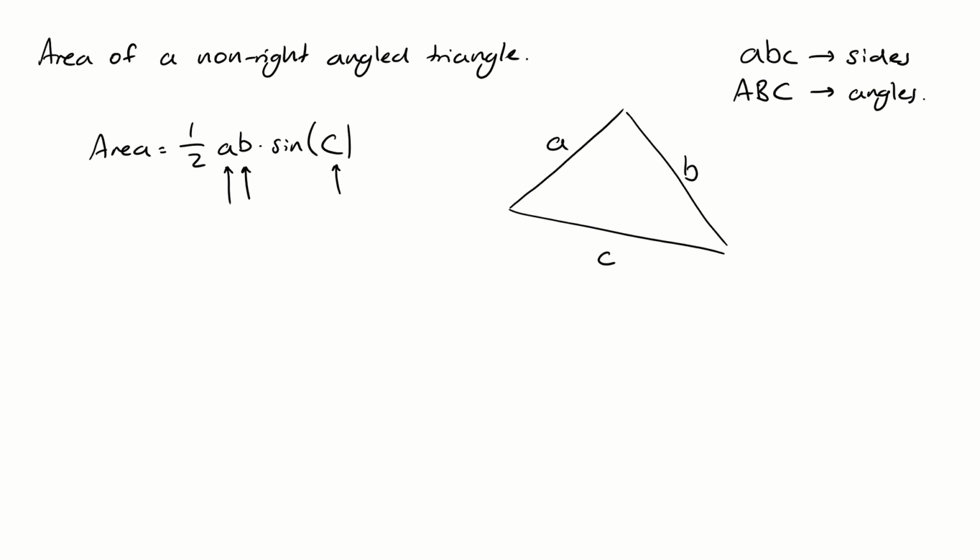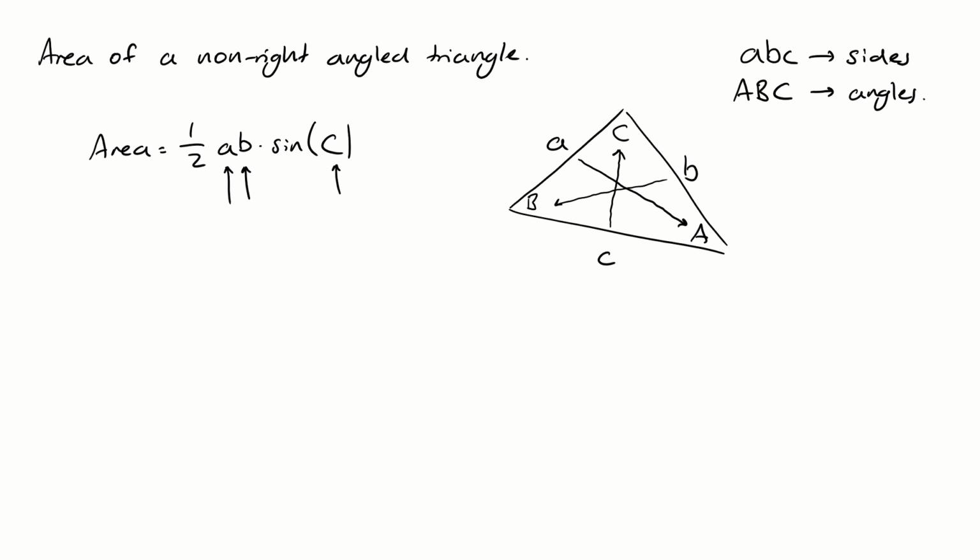However, the angles have to go directly opposite our sides. So if this is our side A, then our angle capital A will be this angle down here. And if this is side B, then our angle capital B has to be this one down here. And of course, if this is side C, then our angle capital C has to be that one up there. So you can see that the angles correspond directly opposite to their respective sides.